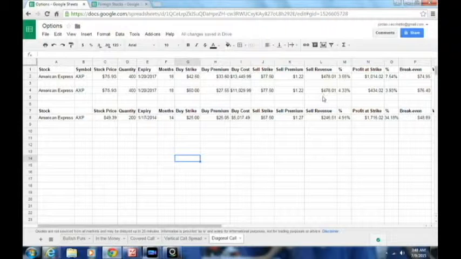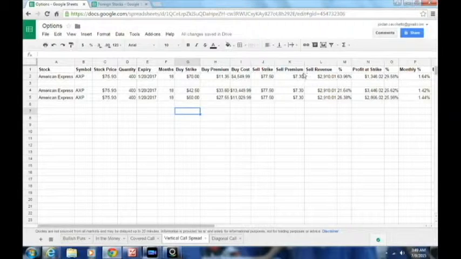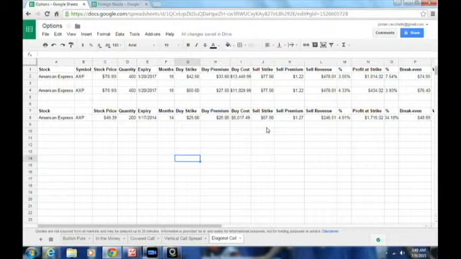Now the advantage to this strategy is I'm collecting a rather large premium when you compare it to what I would get for just writing one premium out 18 months. $1.22 each month would get that $7.30 in much less than 18 months. So if American Express just trades flat to slightly up, I'm going to collect a lot more premium collecting it monthly than I would in one lump sum 18 months out.